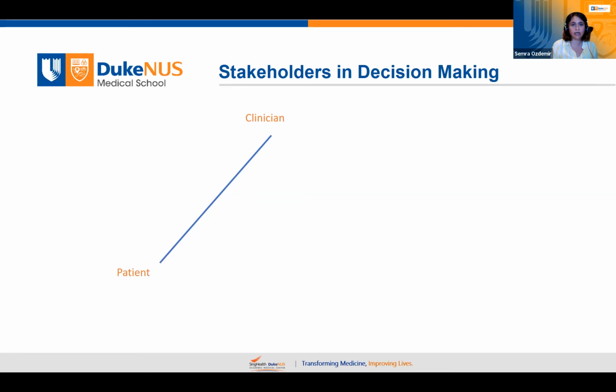So I started thinking about first, okay, who are the stakeholders in decision making? Like, who are we talking about? And again, traditionally, the literature researchers, we all focused on the relationship, this dyadic relationship between clinicians and patients, and who's the more dominant one, who's the more active one, how much patients are involved, how much they would like to be involved, do they trust their clinician? So the focus was really on this dyad.